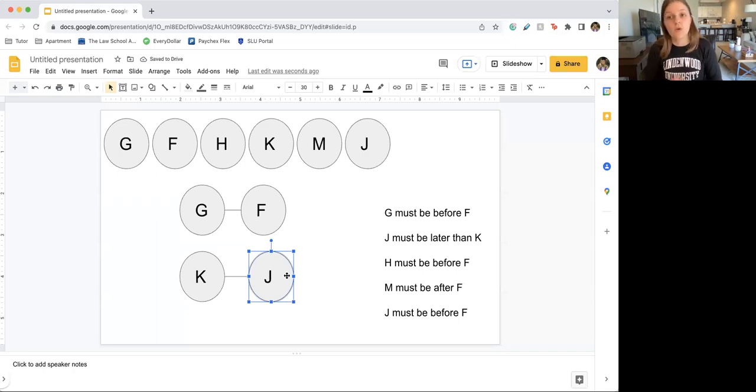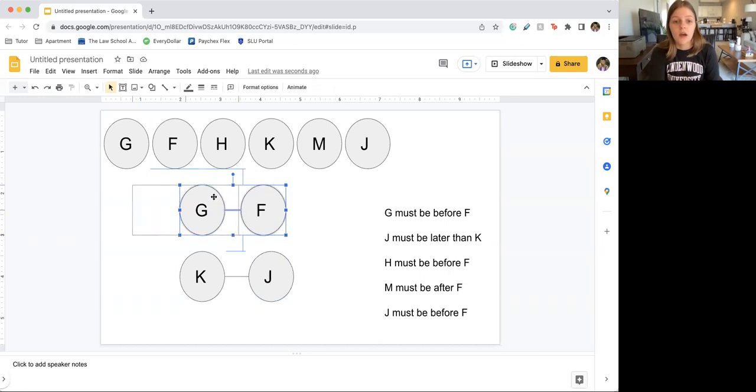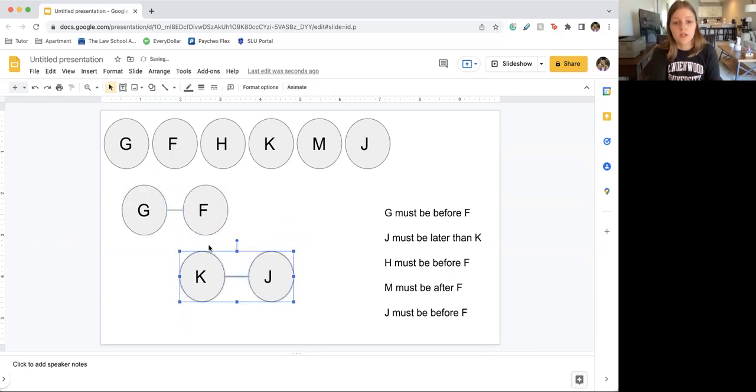It doesn't say who has to come first, or who has to be immediately before or immediately after any of those. It just says that J must be later than K. So I can make J as far apart from K or as close together to K. I'm going to move you guys over here.